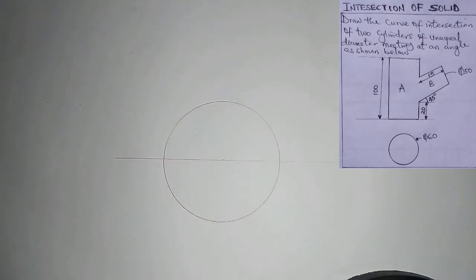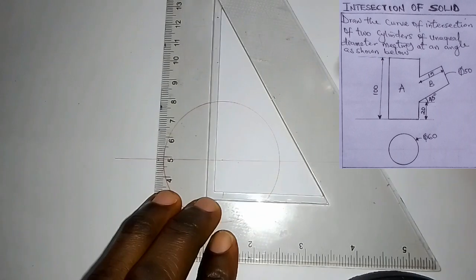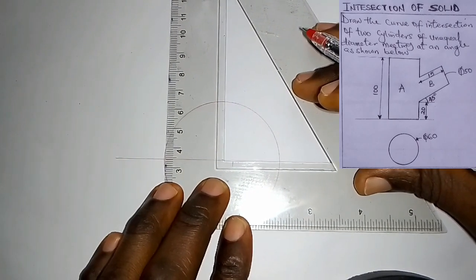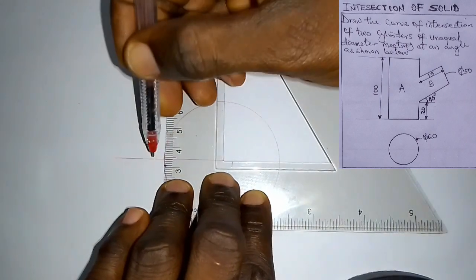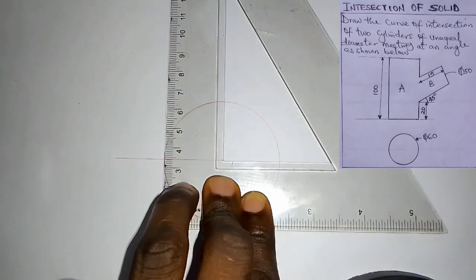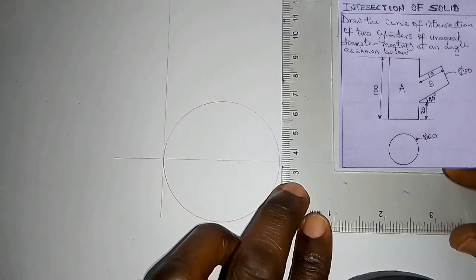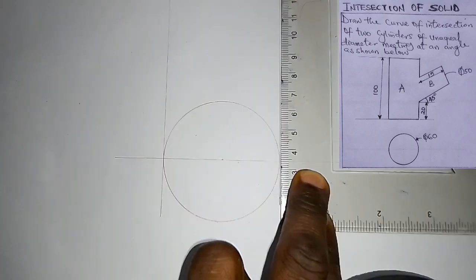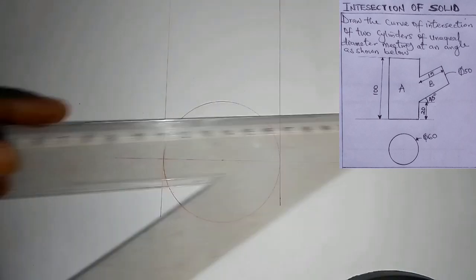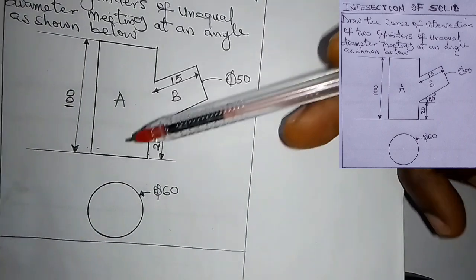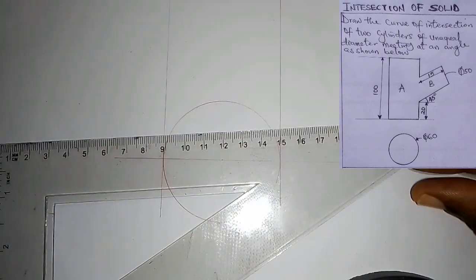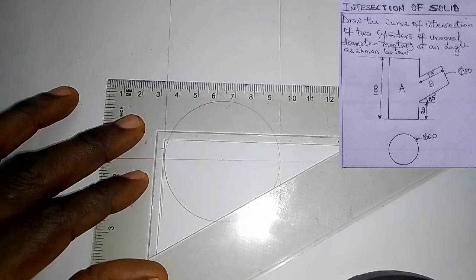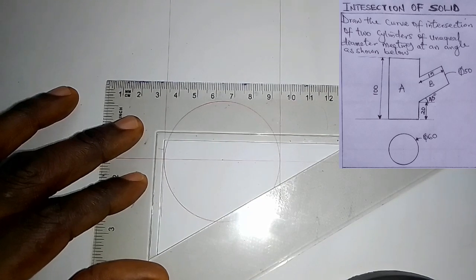So the next thing I'll be doing now, I will draw a straight line which will be projected to the elevation of pipe A this way. Okay, so I will draw at both sides this way. Okay, so we have that. So I will draw the base for the elevation of pipe A this way. Ensure it is square in order for my line to be straight.